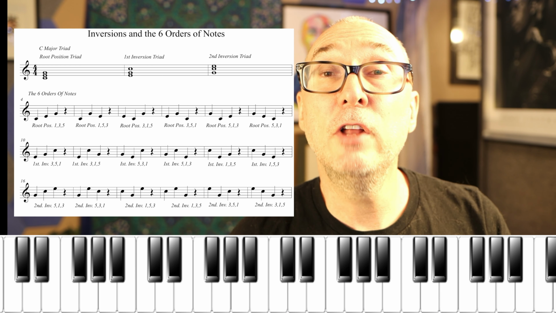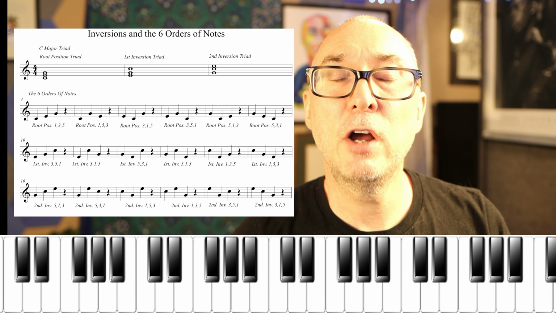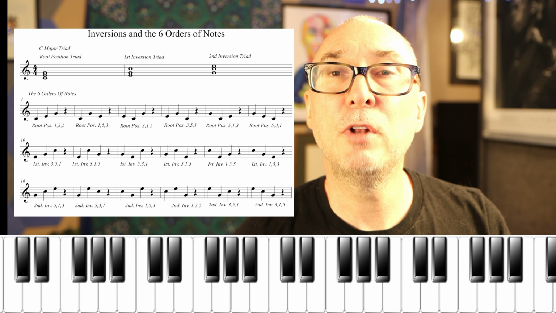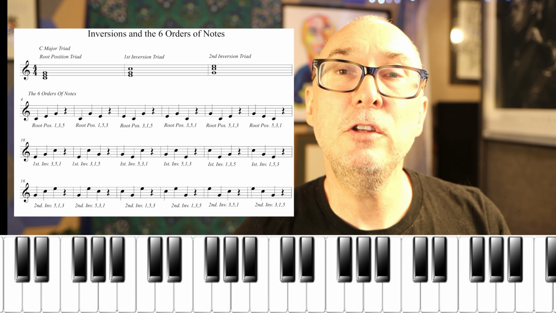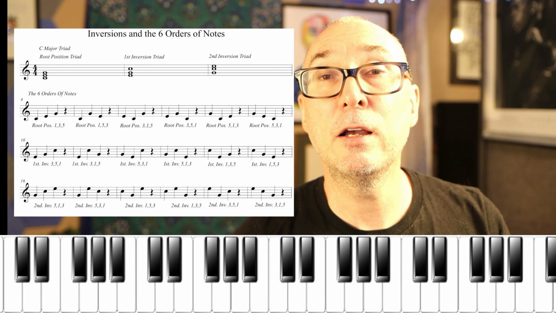For the rest of this lesson, I'll just cover the closed position triads, but keep in mind you can always apply this to spread position triads for 18 more melodies. By embellishing these triadic melodies, you can create strong melodic ideas.